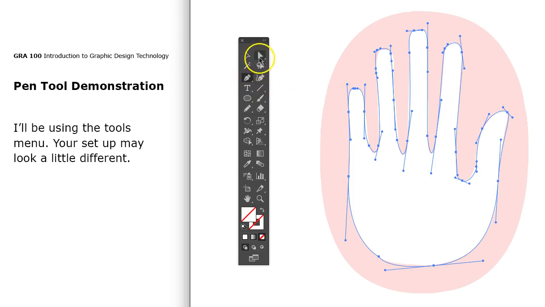I'm going to leave the pen tool. I'm going to go to the direct select tool. This will allow me to move things around, or the selection tool, excuse me.